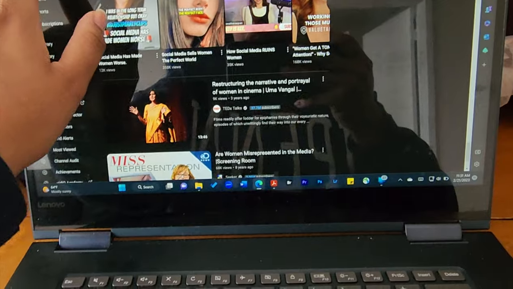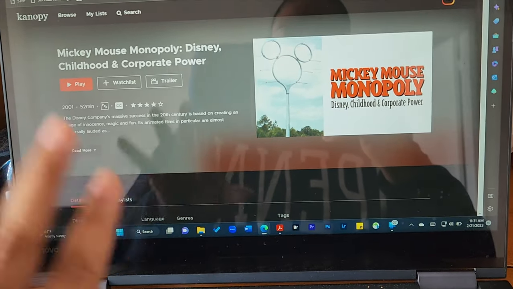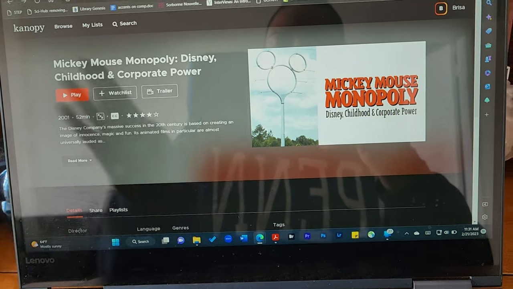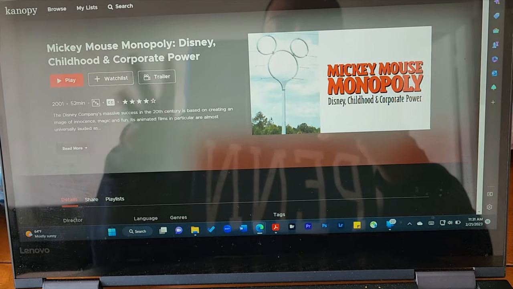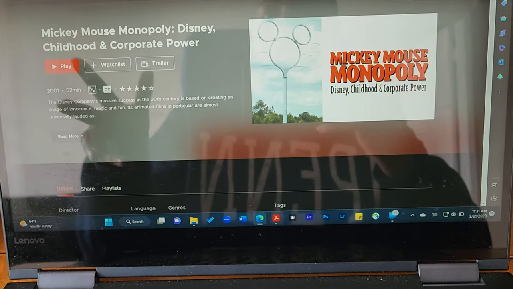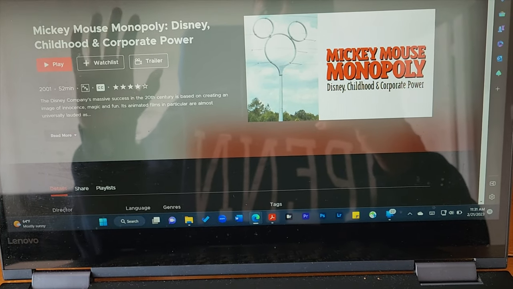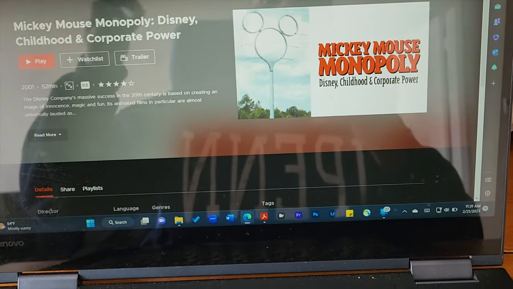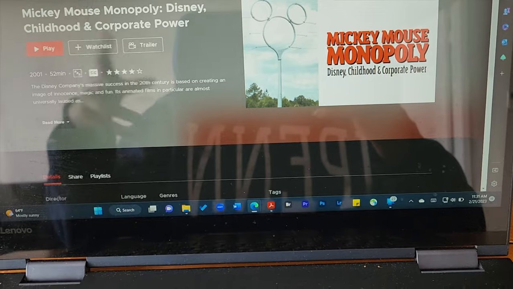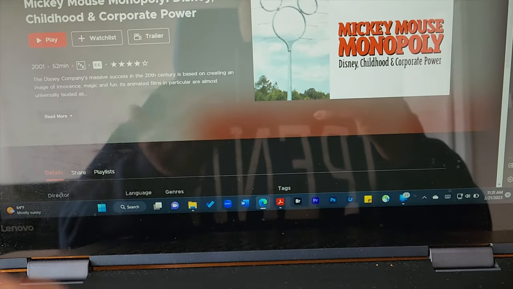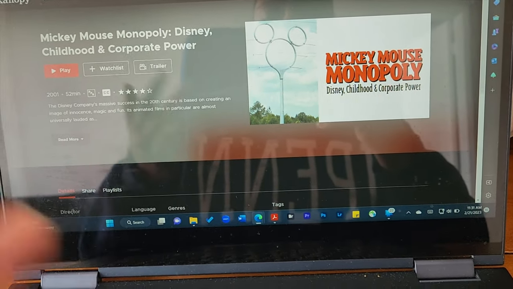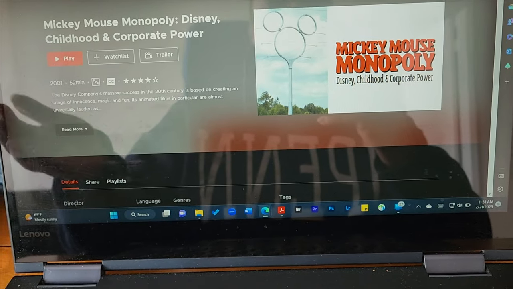Nope, not that one. Where is it? Which is the Mickey Mouse Monopoly. It talks about childhood development through media, through Disney. It's a really good video because we just finished talking about race and identity and the constructions of racial stereotypes. Now we're transitioning into gender and the intersection between gender and race.